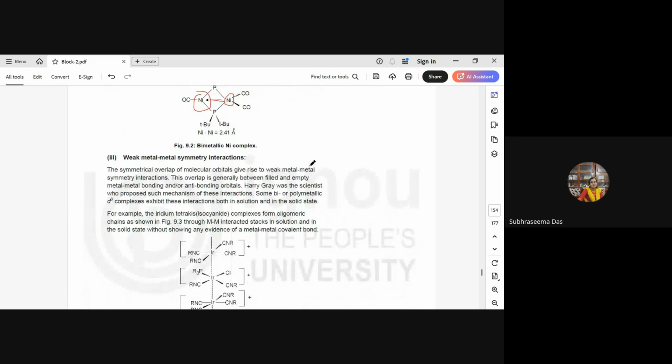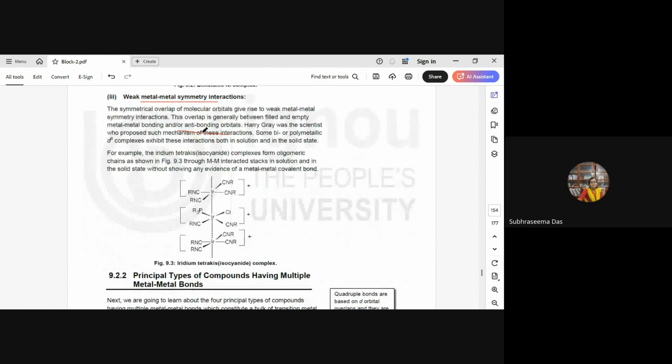Then coming to weak metal symmetry interactions. The symmetrical overlap of molecular orbitals gives rise to weak metal interactions. This overlap is generally between the filled and empty metal bonding and or antibonding orbitals. Harry Gray was the first scientist who proposed these weak metal interactions. For example, the iridium tetrakis isocyanide complex forms oligomeric chains.